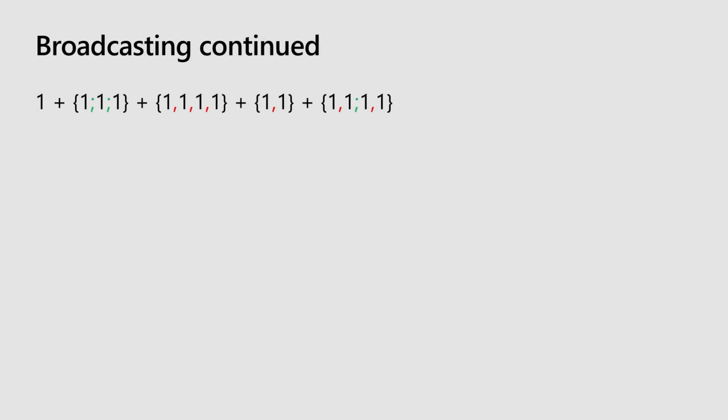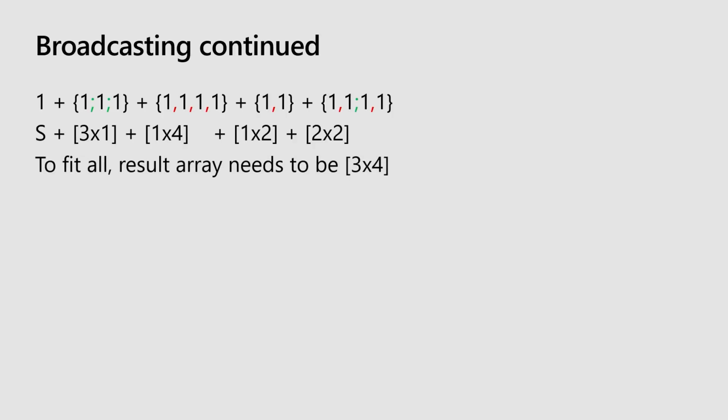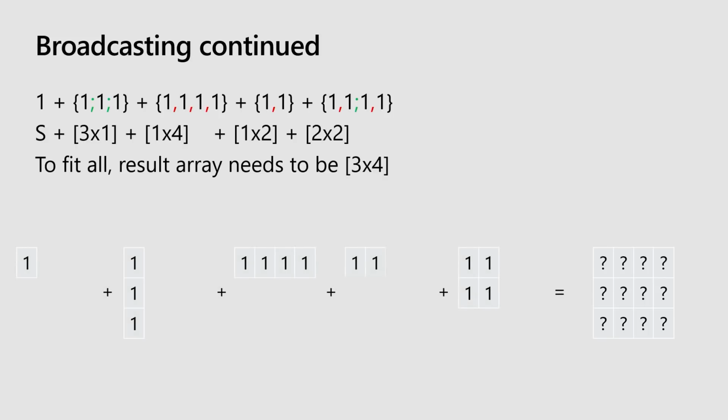So here's a broadcasting example. This is kind of an advanced example. So I've got a scalar, and I'm adding some arrays. The first one's a scalar, then it's a 3 by 1, 1 by 4, etc. To fit them all, we need a 3 by 4 array at the end, because we want to do this in pairwise fashion. So we know our final result size, and we've got all our arrays in between, and then we seek to add them. So we need to expand them all to the same size.